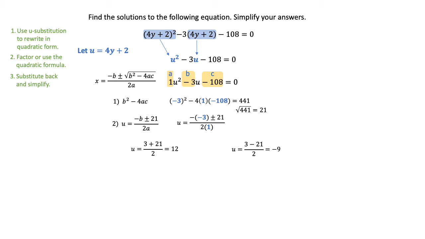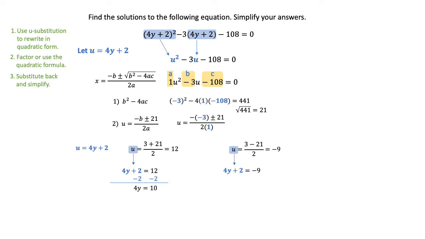And now it's time to get rid of the placeholder and put the original expression back in. Remember, we let U equal 4y plus 2, the expression. So we're going to put that expression back in for U in both of these cases. So 4y plus 2 is equal to 12, and 4y plus 2 is equal to negative 9. Those are the two equations that will lead us to the possible solutions for the original equation.